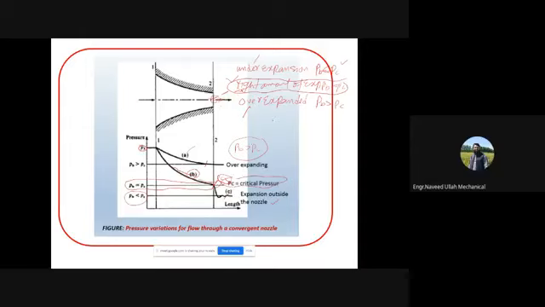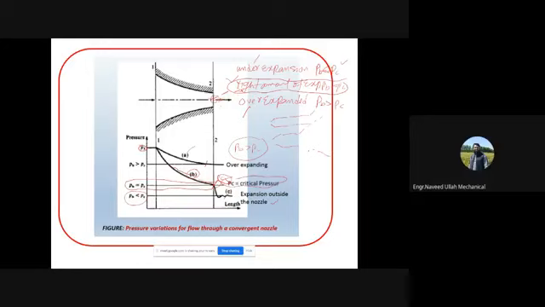So even if you draw this, let's say for example, for the right amount of expansion, the exhaust will be like this, where PB is equal to PC. In the under expanded case, I told you maybe earlier that the exhaust will be like this.